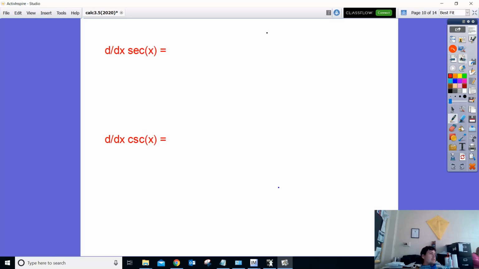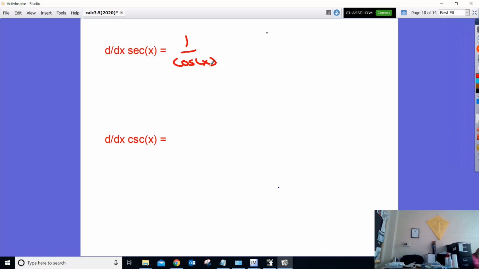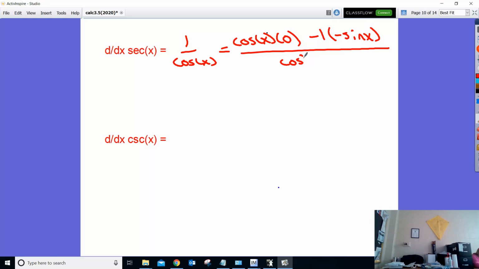Oh, yay, more of these. Secant's up next. How do you rewrite secant? 1 over cosine. And whether you like it or not, that's quotient rule, because that's a fraction. All right, so the top would be cosine of x times 0, right? Minus 1 times negative sine of x, sitting over cosine squared of x.